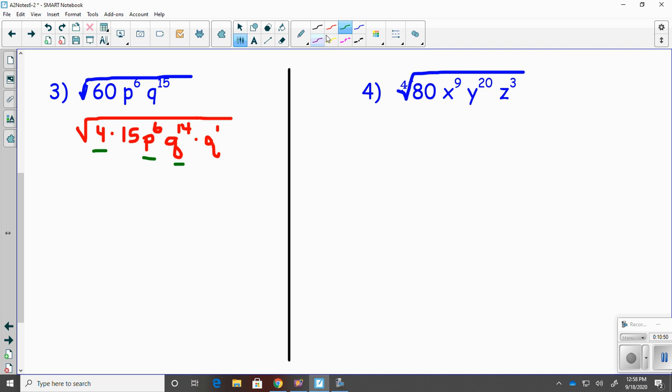And so in the next step, I'm going to answer it. The square root of 4 is 2. The square root of p to the 6th is p to the 3rd. The square root of q to the 14th is q to the 14 divided by 2. It's going to be a nice 7. And then I'm going to have the square root left. And then underneath, I'm going to have 15. And then the q.